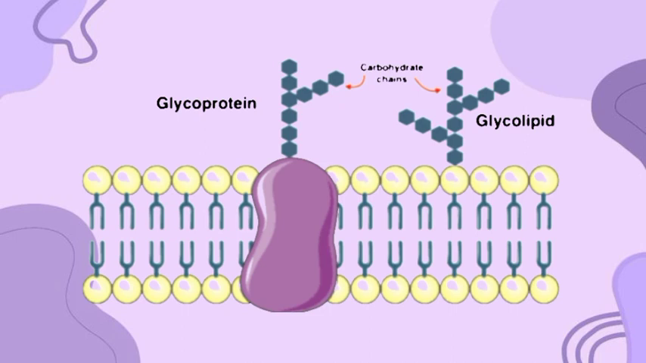In the cell membrane, carbohydrate chains can be covalently linked to membrane proteins to form glycoproteins. They can also be covalently linked to membrane phospholipids to form glycolipids. Glycoprotein and glycolipid form hydrogen bonds with the water molecules surrounding the cell and thus help to stabilize membrane structure.